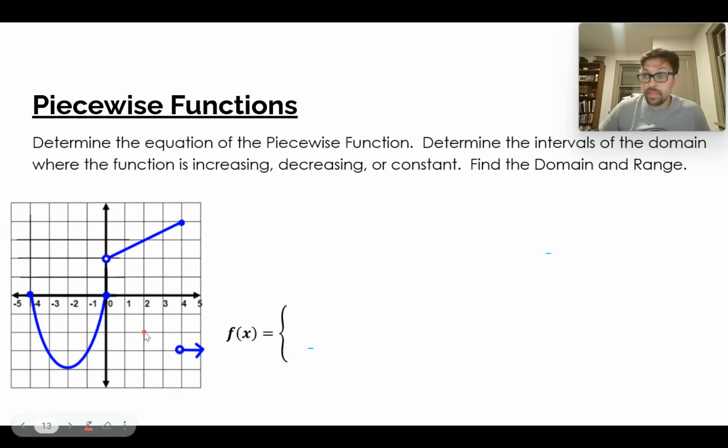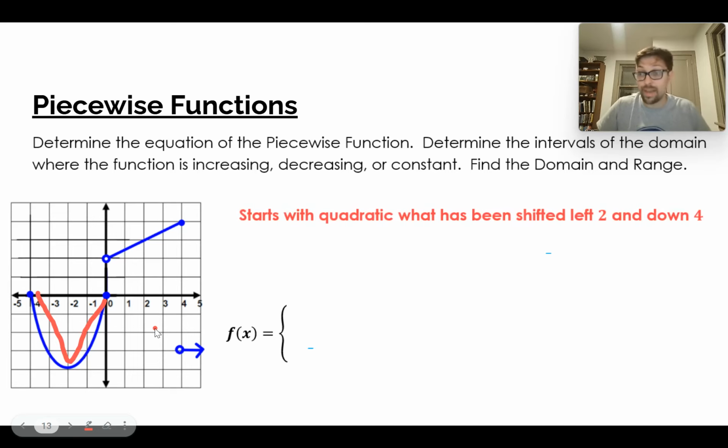In this example, we've got a piecewise function. We want to figure out its equation. We start with a quadratic that's been shifted to the left 2 and down 4. So in our equation, that left 2 is going to be inside of our function. It's going to be an addition, backwards from what we think. And then a minus 4 because we want to go down 4.